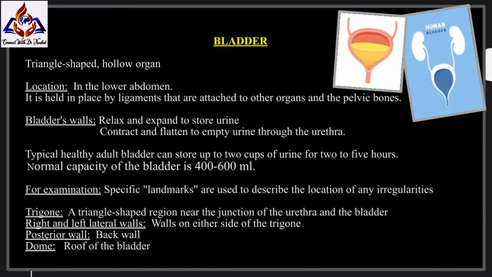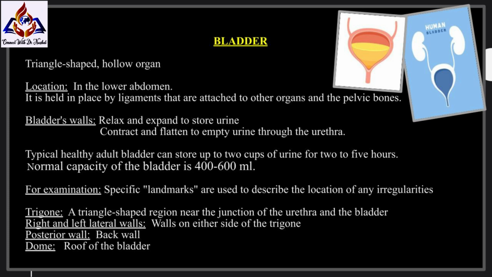Bladder. This triangle-shaped hollow organ is located in the lower abdomen. It is held in place by ligaments that are attached to other organs and the pelvic bones. The bladder's walls relax and expand to store urine and contract and flatten to empty urine through the urethra. The typical healthy adult bladder can store up to 2 cups of urine for 2 to 5 hours.